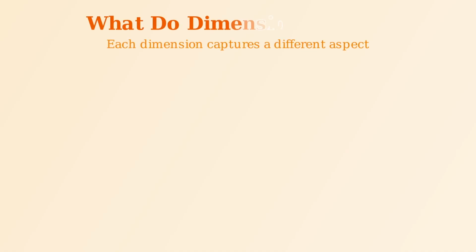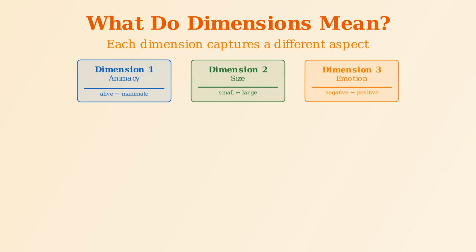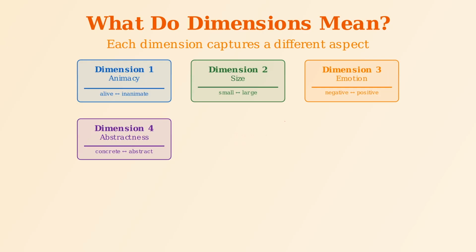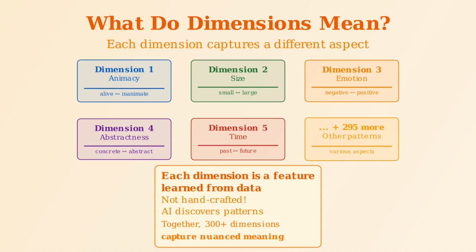What do these hundreds of dimensions actually represent? Each dimension captures a different aspect of meaning. One dimension might encode animacy, is something alive or inanimate. Another might represent size, small to large. A third could capture emotional valence, negative to positive. Others encode abstractness, time, intensity, and countless other patterns.